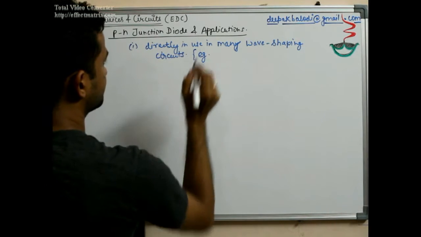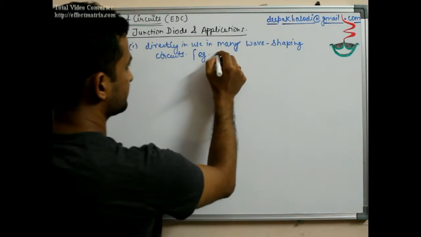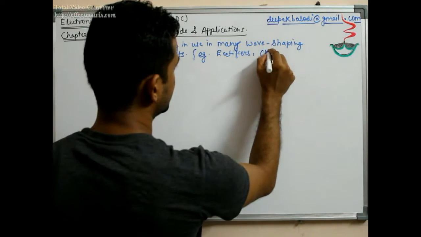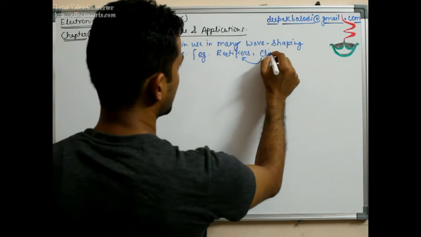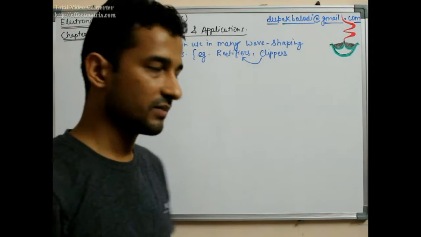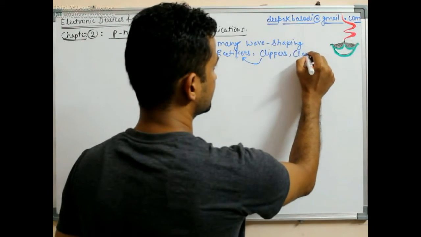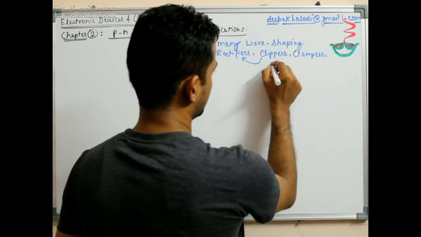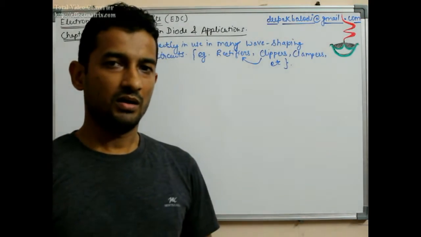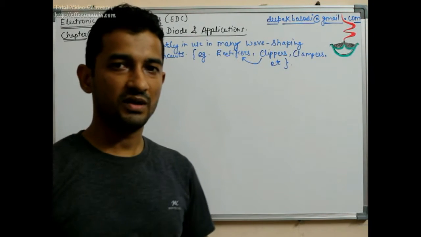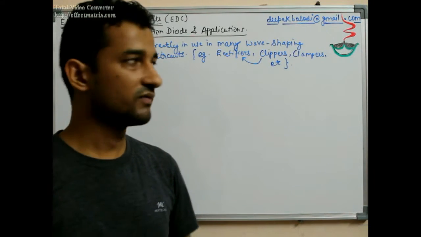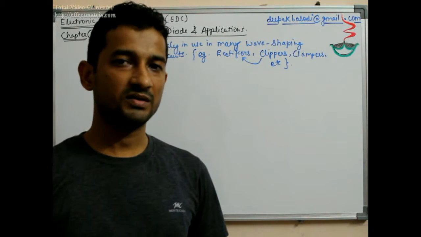For example, rectifiers, clippers, which is the special case of this. Rectifiers could be considered as a special case of clippers only. Then clampers and some various other circuits also. So these are some names which are very popular, but other than this, we have many circuits in which we can use diode, and basically we are exploiting its unidirectional property in the wave shaping circuits. So most of those applications are basically non-linear.